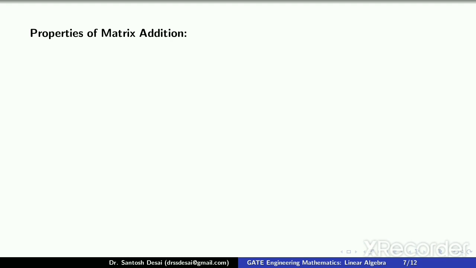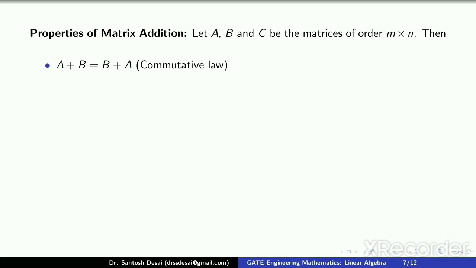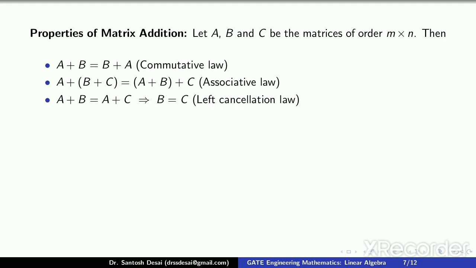Now we consider properties of matrix addition. Let A, B and C be matrices of order m by n. Then A plus B is equal to B plus A. That is, matrix addition is commutative. A plus (B plus C) is equal to (A plus B) plus C. That is, matrix addition is associative.